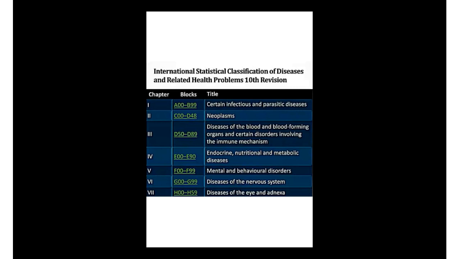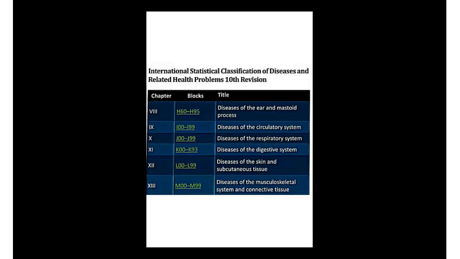Okay, E00 to E90 will be endocrine. Diabetes and everything will be covered under this. F00 to F99 mental and behavioral disorders. Okay, G00 to G99 disease of nervous system. H00 to H59 disease of eye and adnexa. H60 to H95 disease of ear and mastoid process.